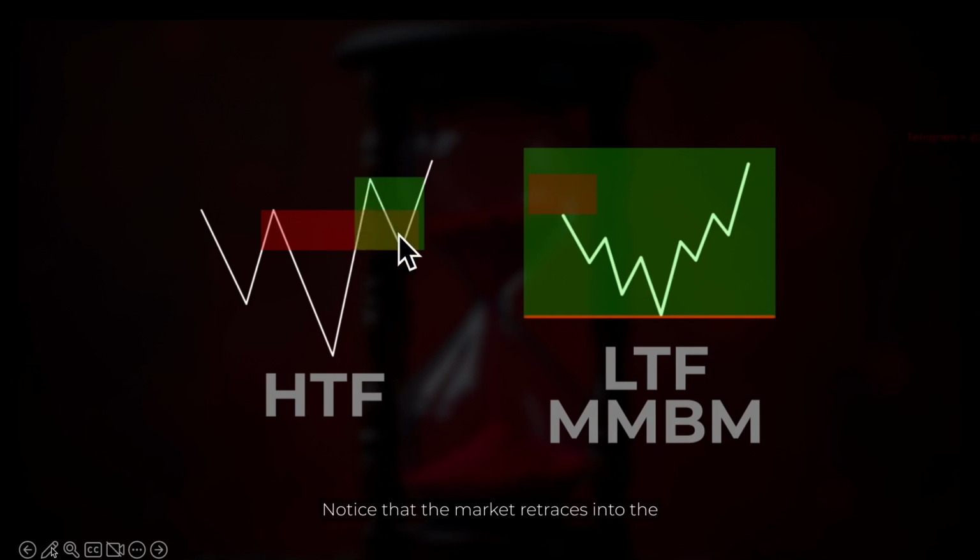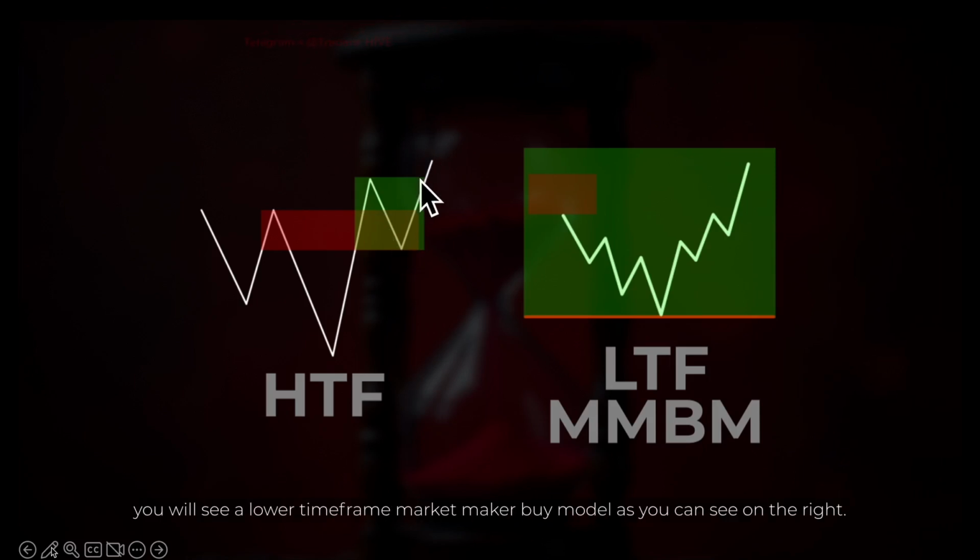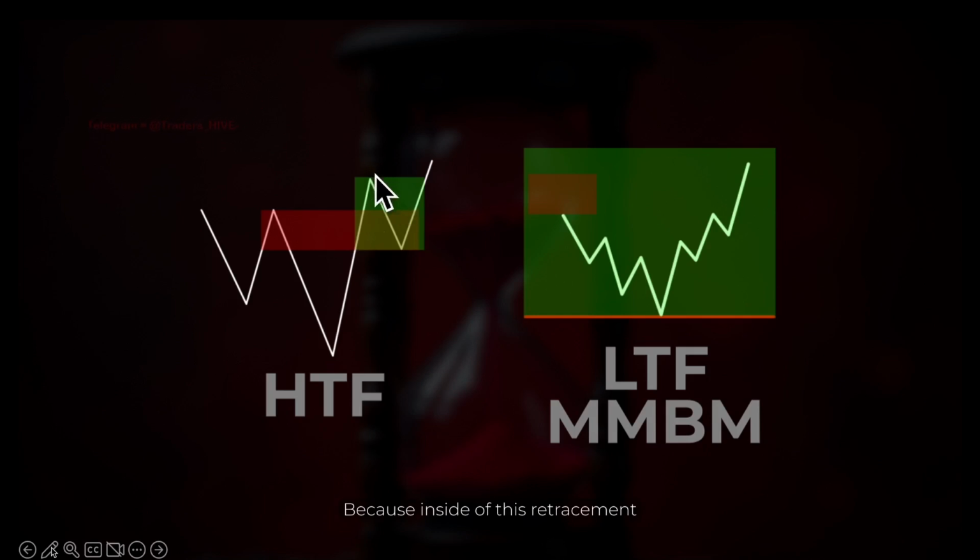Notice that the market retraces into the price range of that bullish breaker, and we then see the market eventually expand towards the upside. Inside of the fractal of this retracement lower, followed by this expansion higher, you will see a lower time frame market maker buy model as you can see on the right. Why? Because inside of this retracement lower, what's taking place is that sellers are being trapped into believing that we're going to see lower prices next.